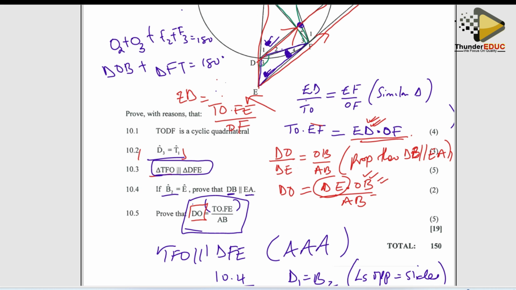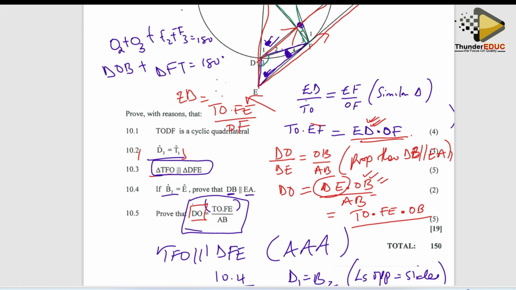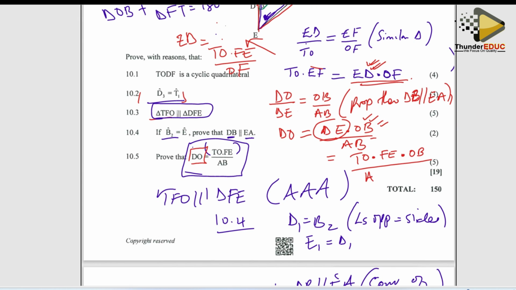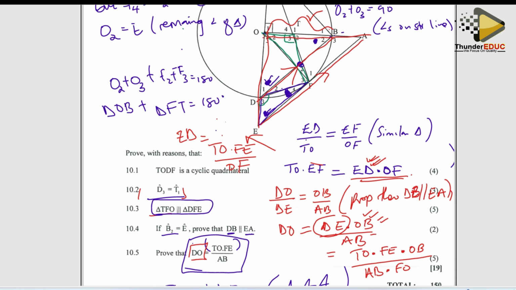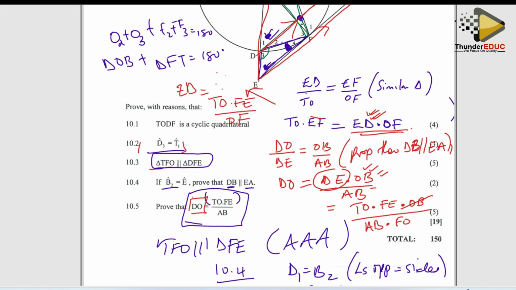Okay, so I'm going to replace this. So that's going to be TO multiplied by FE. Okay, then I'm multiplying by OB. Then I'm dividing it by the AB. Then I'm multiplying it by the FO. So what we're saying is that FO is the radius. Okay, but then our OB is also a radius. So this is going to cancel that out. And then what I'll be left with is what the question wants me to prove. So guys, that is that.